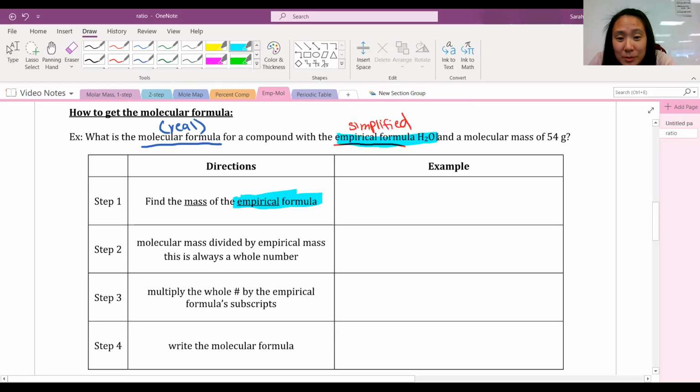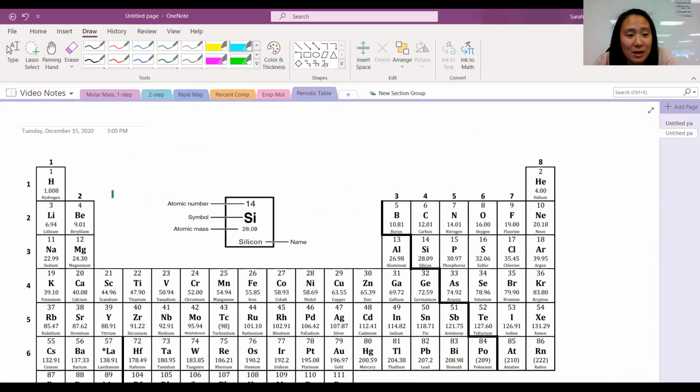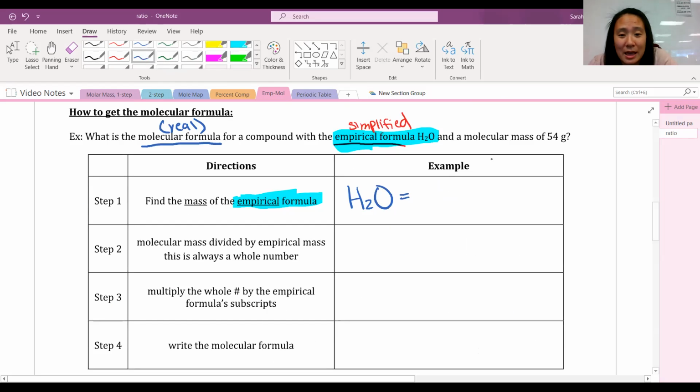The empirical formula is H2O. So it wants us to know what the mass of H2O is, right? So how do we do that? Take two hydrogens and an oxygen and find the mass. So you have hydrogen, you have oxygen, right? So 2.016 plus 16, and then this would become 18.016 grams, right? Then what does it say?